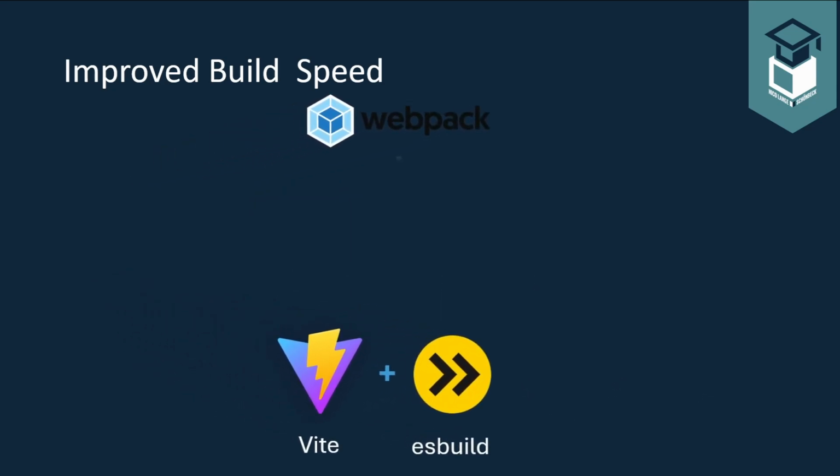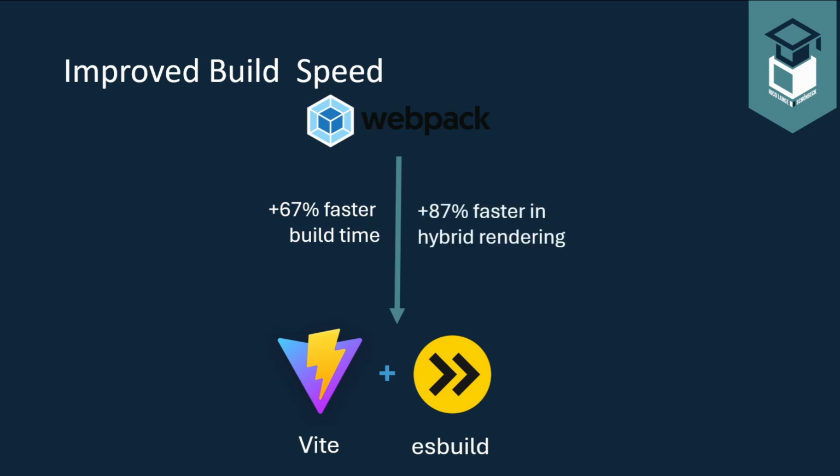About the statistics: with the change from Webpack to Vite and ESBuild, we have a 67% faster build time and an 87% faster hybrid rendering. That's the part for server-side rendering. And that's really impressive how much faster the build will be now and how much it decreases the build time for production applications.